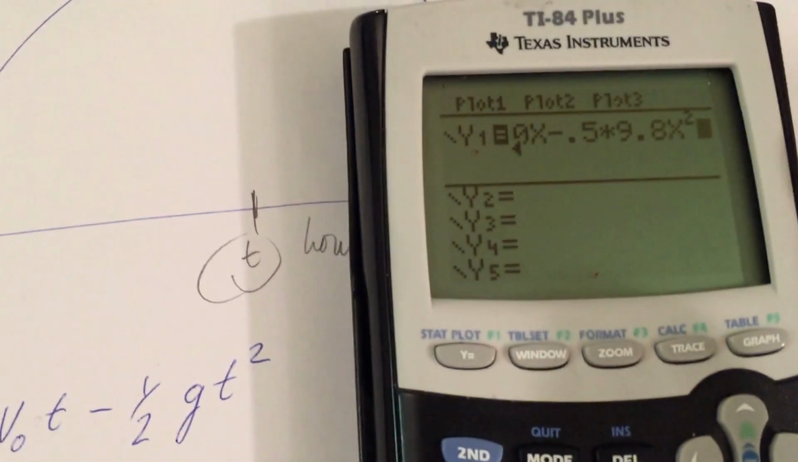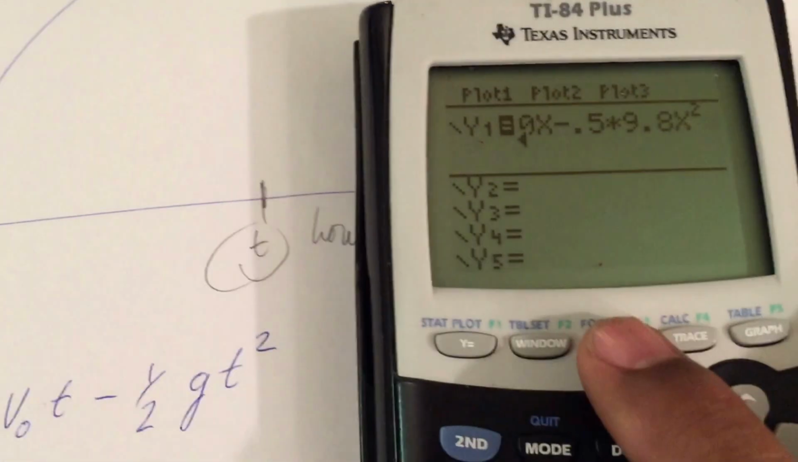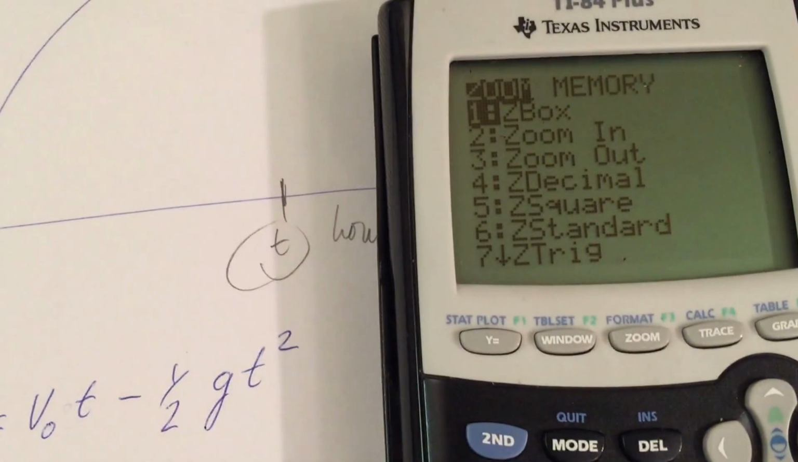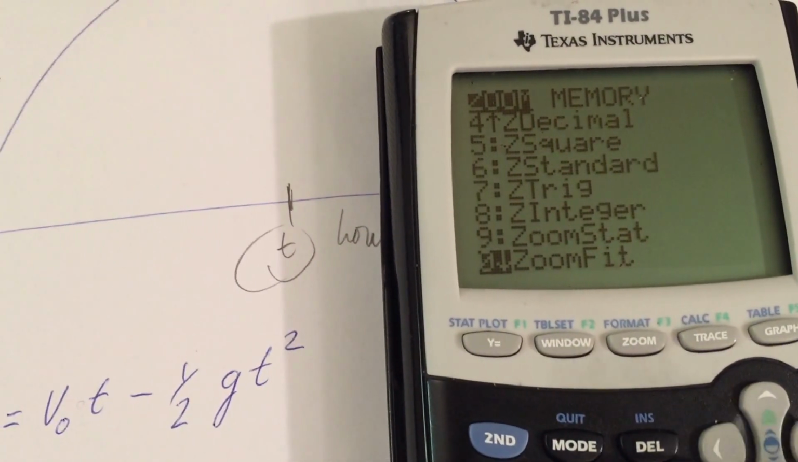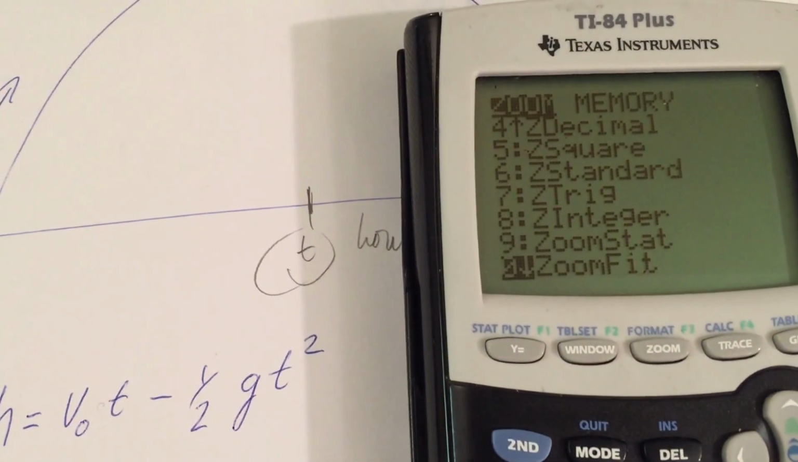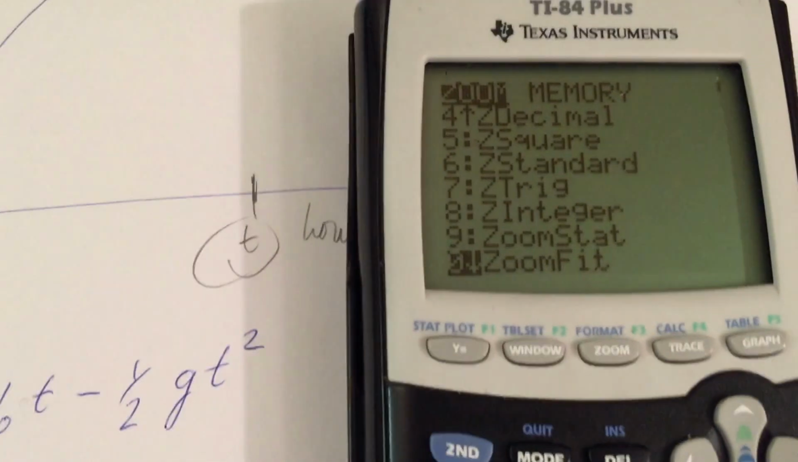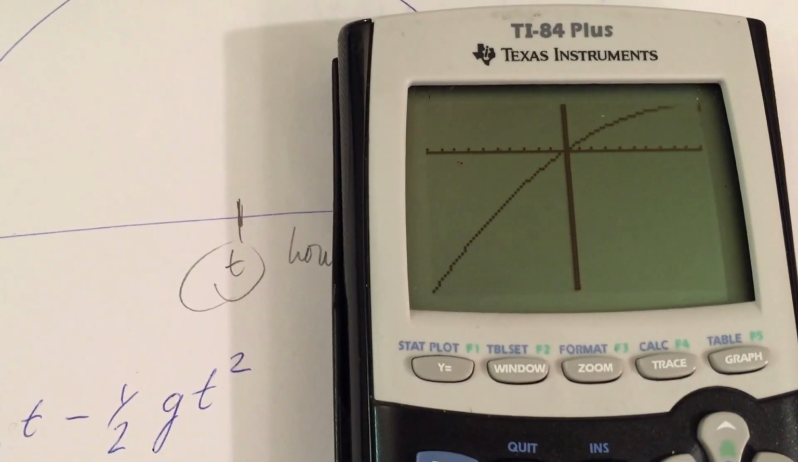So now we're pretty much done with this question, okay? The only thing we have to do now is we're going to graph it. So I'm going to hit the zoom key, and then I'm going to go option 0. So I'm going to go down to zoom fit because I want to put this entire thing on the screen so we can see it. So I'm going to go zoom fit, and there goes my parabola.